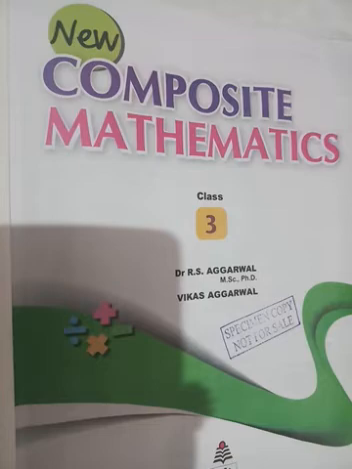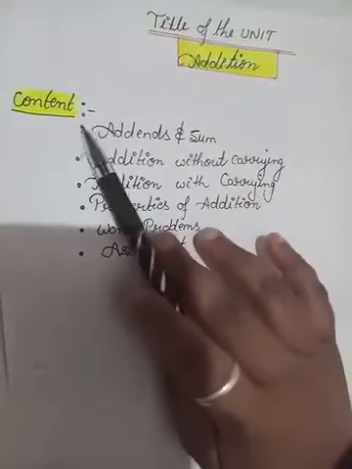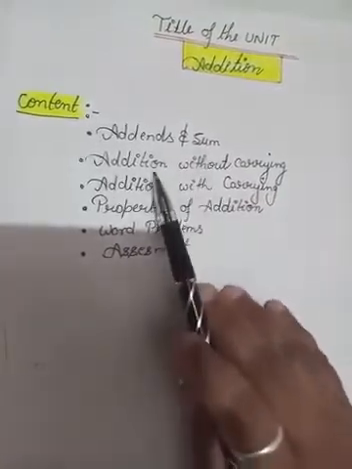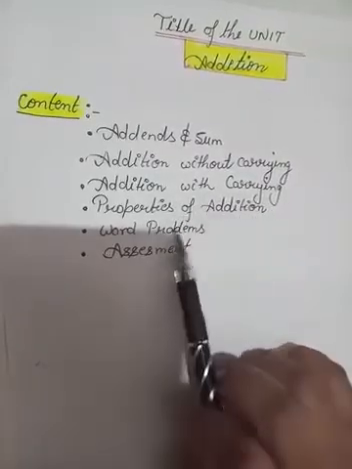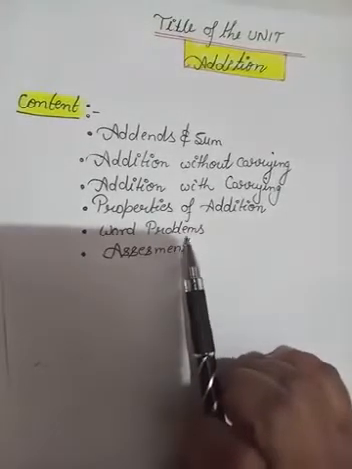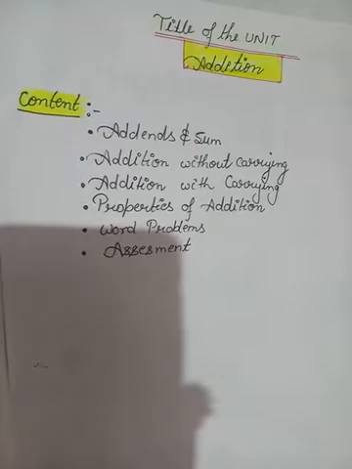Our today's maths topic is addition for the class 3rd. But before moving towards the topic, let's have a quick review of its content as shown here. Title of the unit: Addition. Content: adding and sum. Addition without carrying. Addition with carrying. Properties of addition. Word problems. Assessment. As in your previous classes, you all have learned how to add 2 or more 2-digit and 3-digit numbers. We shall now extend the same idea and add 2 4-digit numbers.